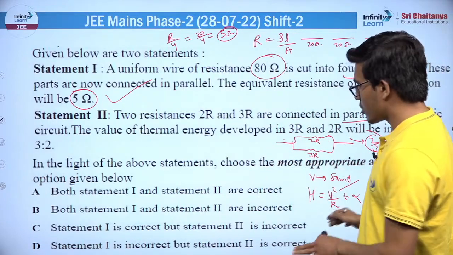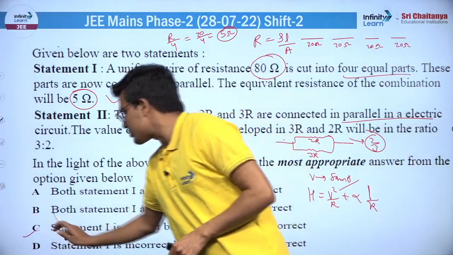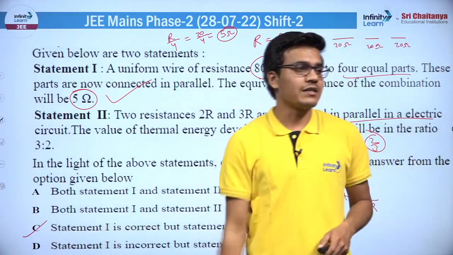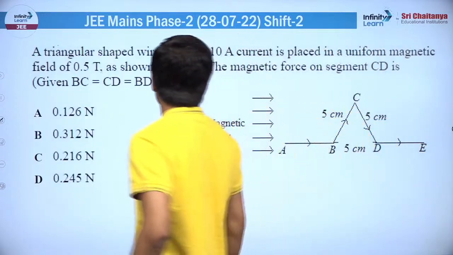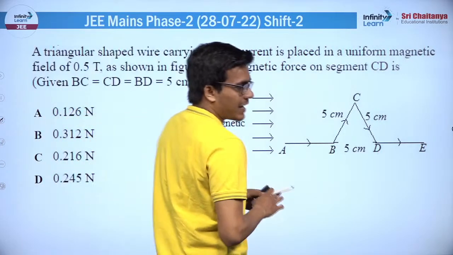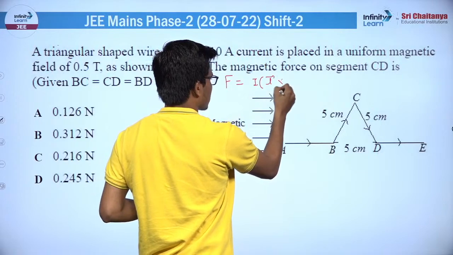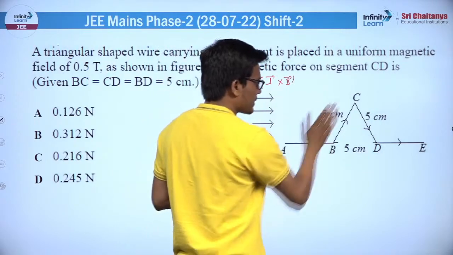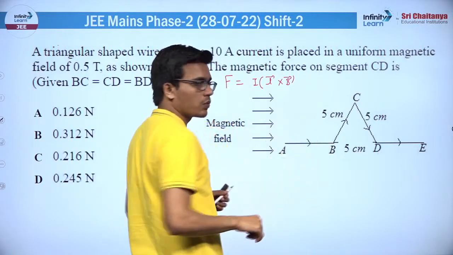So this one is wrong, means the first one is right and the second one is incorrect. So the answer should be option C. Moving to the next question, a triangular shaped wire carrying current, a direct formula based question. You know that the force on a current carrying wire is given by I L cross B vector. So if L is in this direction and B is in this direction, if you do L cross B, the force will be in the downward direction.